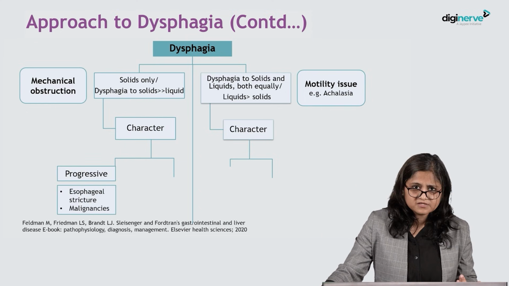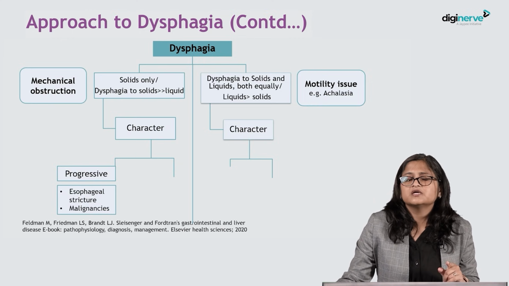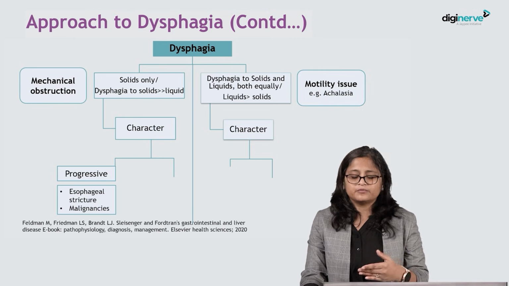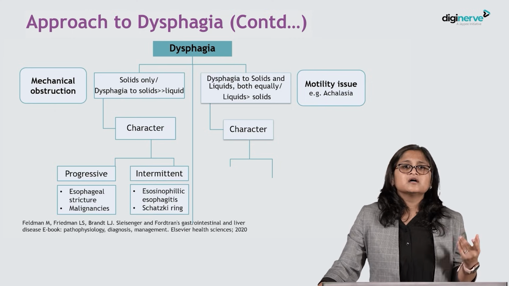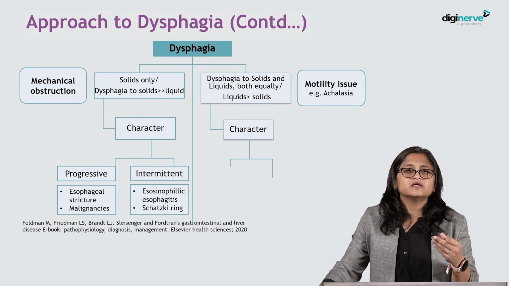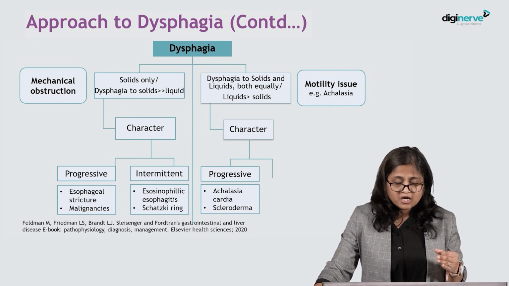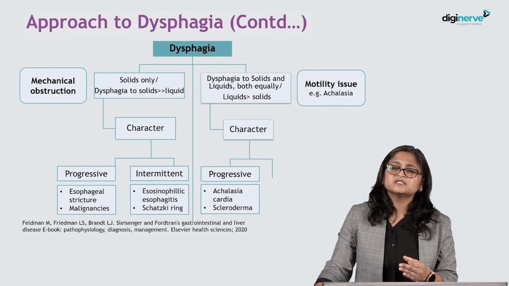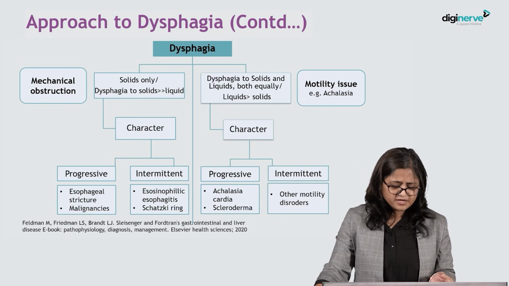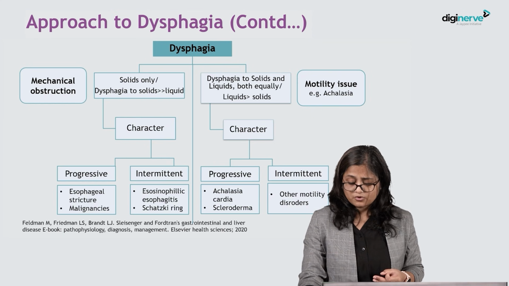If it's a progressive dysphagia in children, we are not thinking about malignancies, we are thinking about an esophageal stricture which is worsening with time due to fibrosis. Intermittent dysphagia can be due to rings and certain diseases, for example, eosinophilic esophagitis causing stricture. And if it is a progressive motility issue seen in children, the most common condition will be achalasia cardia. Intermittent issues with motility disorders are also seen in adults, not so common in children.